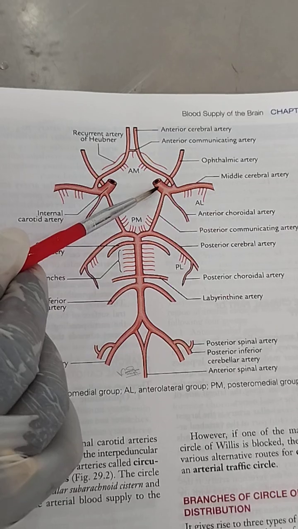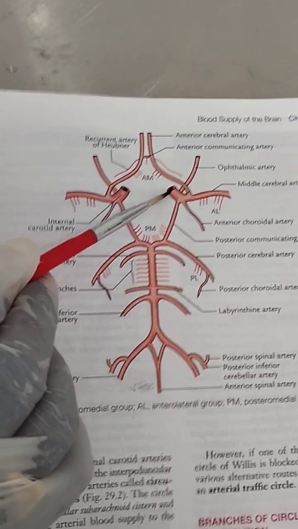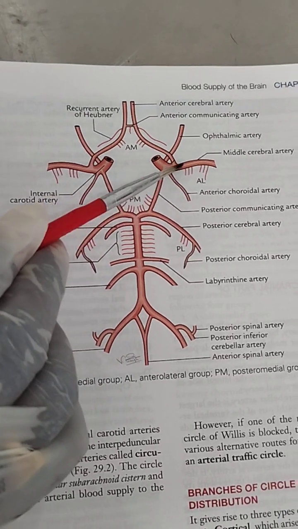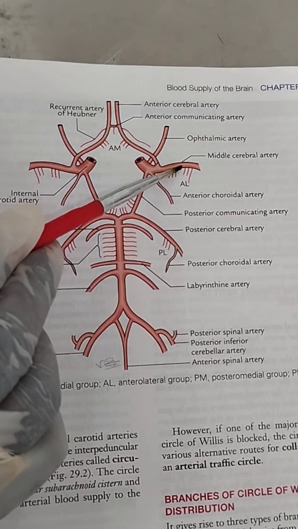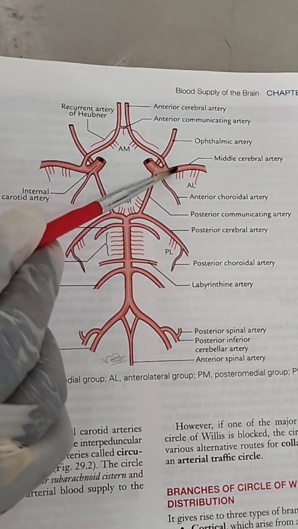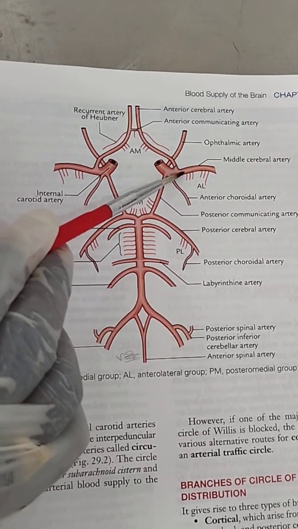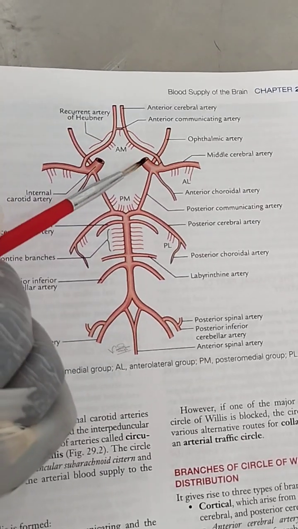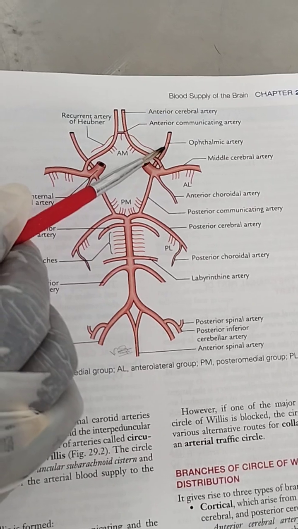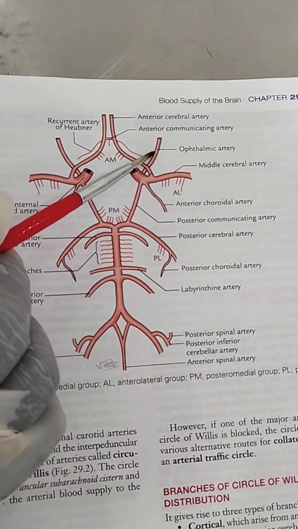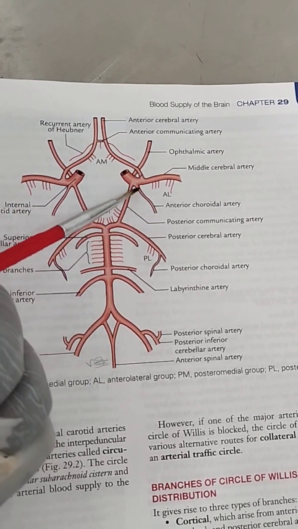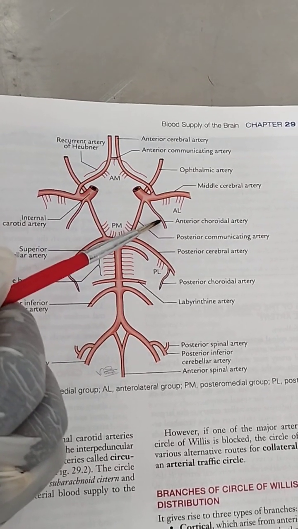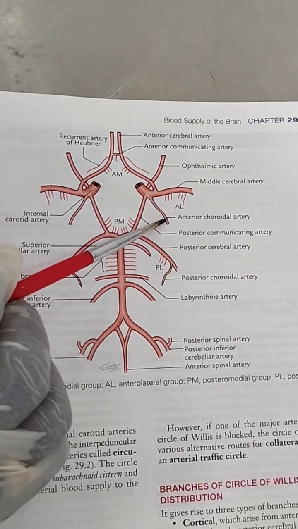Next, the internal carotid artery gives five branches. One is the middle cerebral artery, the largest branch of the internal carotid artery. It enters the lateral sulcus of the cerebrum and gives branches, supplying maximum 80% of the blood to the superolateral surface of the cerebrum. This is the ophthalmic artery, passing through the optic canal and supplying the eyeball. This is the anterior choroidal artery. This branch enters the lateral ventricle and forms the choroid plexus that produces the CSF.